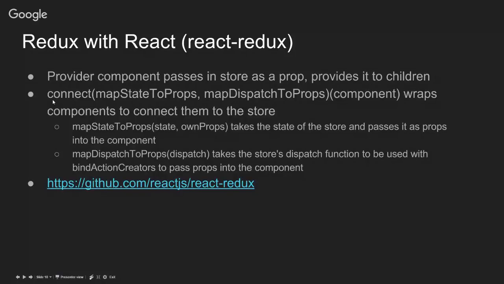Basically, with the connect function, you pass in two functions. The first one will convert the data in the store into props for that component. The second one will take any actions and wrap them as props for the component. And then last but not least, there's the actual component class itself.